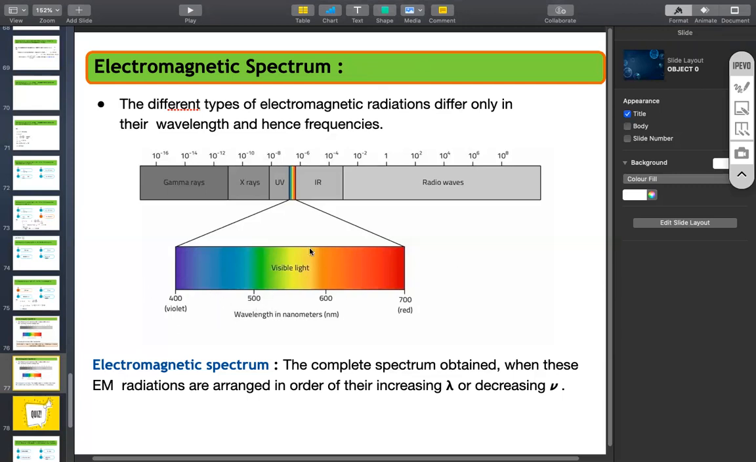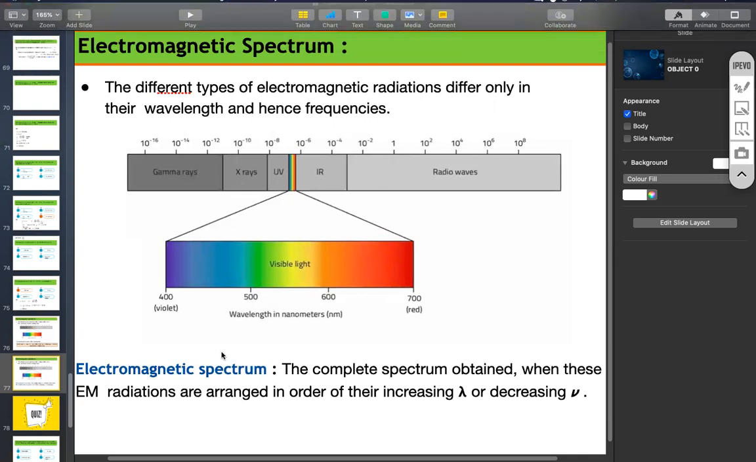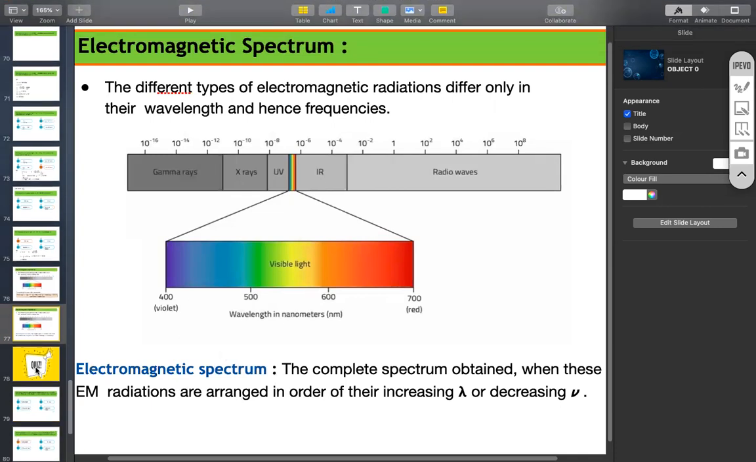Visible light is VIBGYOR. Out of violet and red in this entire visible region, the one having the highest energy is violet. Okay, very good. Guys, any doubt in this? Please remember the wavelength. Any doubt? Yes, no? I'm moving to the next thing.